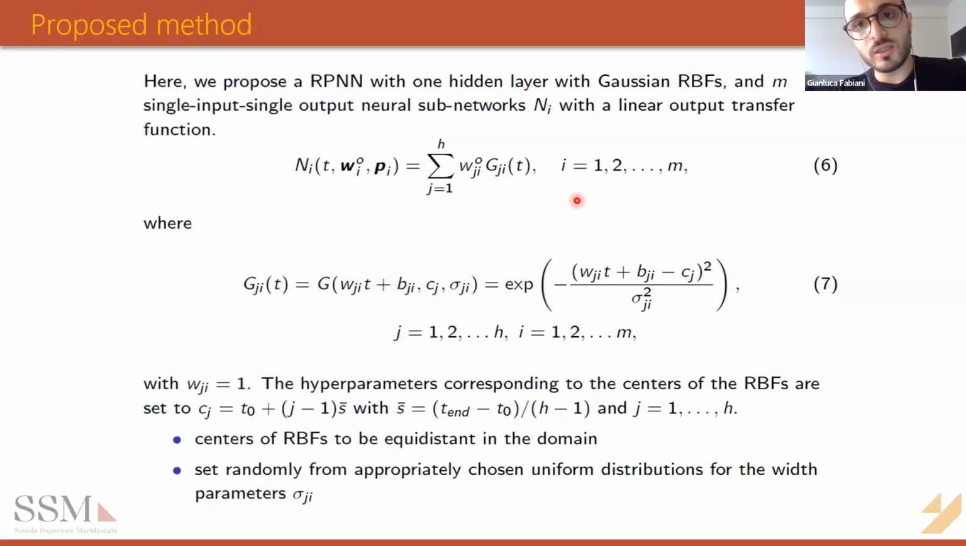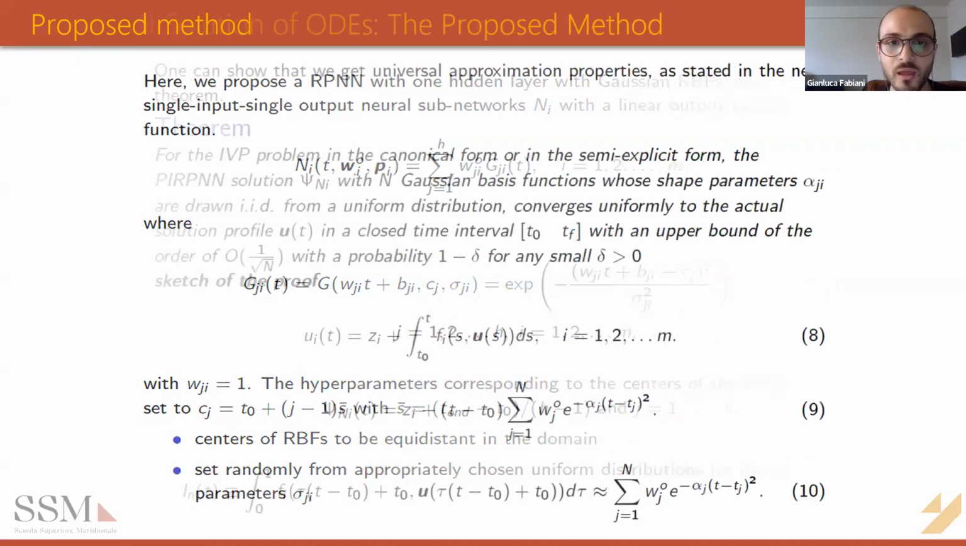So we also use a Gaussian radial basis function for this network, where in principle we have a random projection on the input, and then we have also the center and shape parameter of the Gaussian. We set this weight to 1 and this bias to 0, so that the only random parameters are the center of the Gaussian and the shape parameter. And we have appropriately chosen the uniform distribution for this shape parameter.